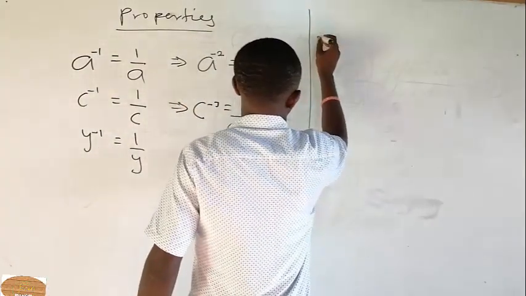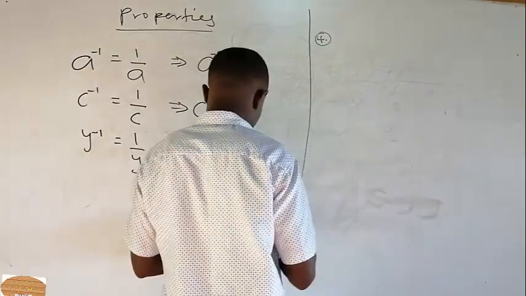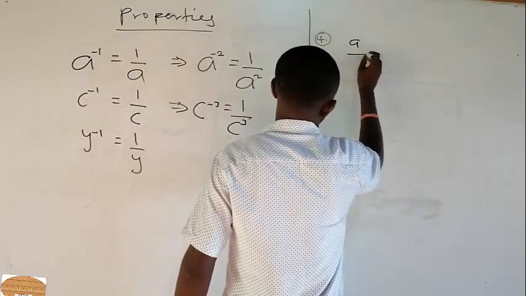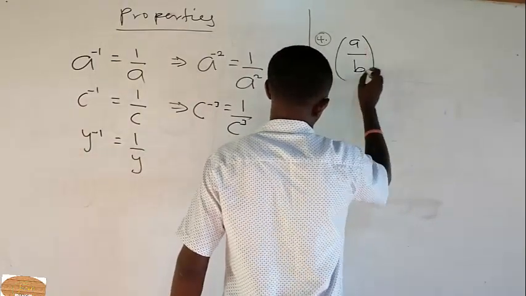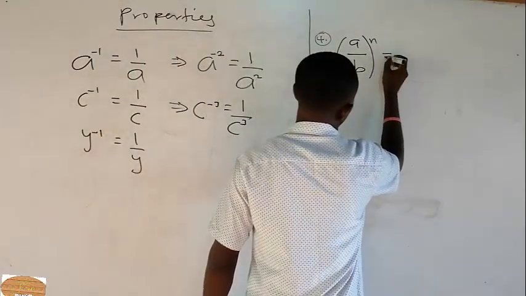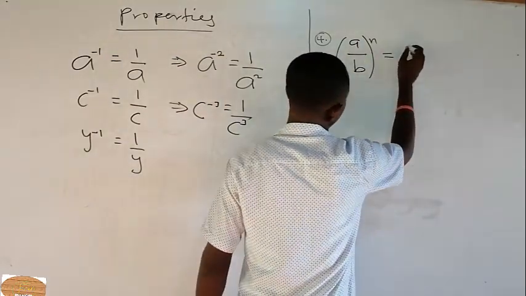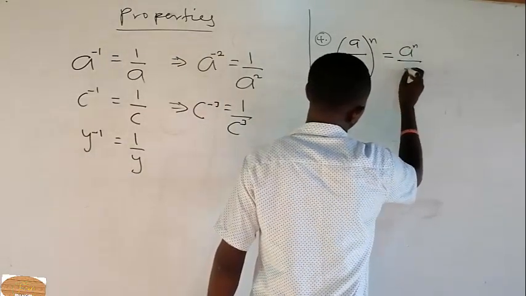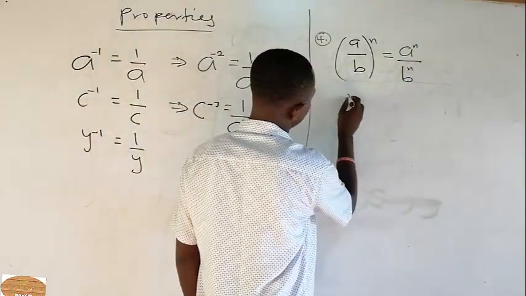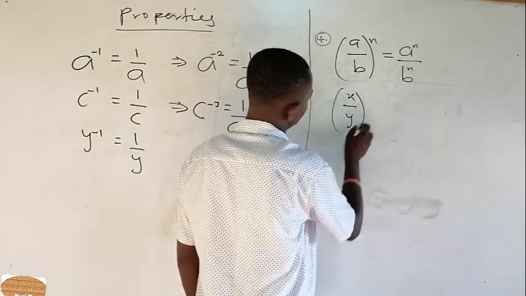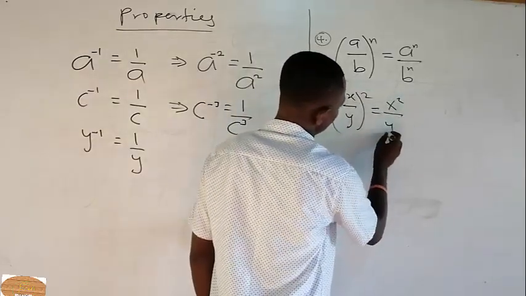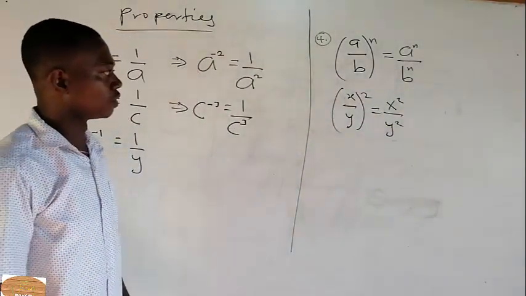Now the fourth one. In case you are using a over b all to the power n, the power will affect everything in the bracket. So this one is the same as a to the power n over b to the power n. In case we're given x over y all to the power 2, this is the same as x to the power 2 over y to the power 2. So don't forget this one.